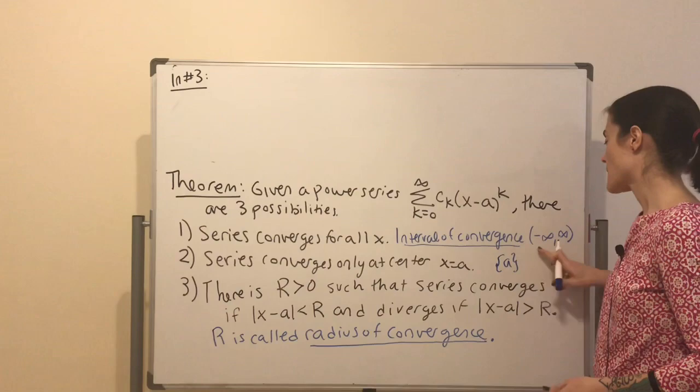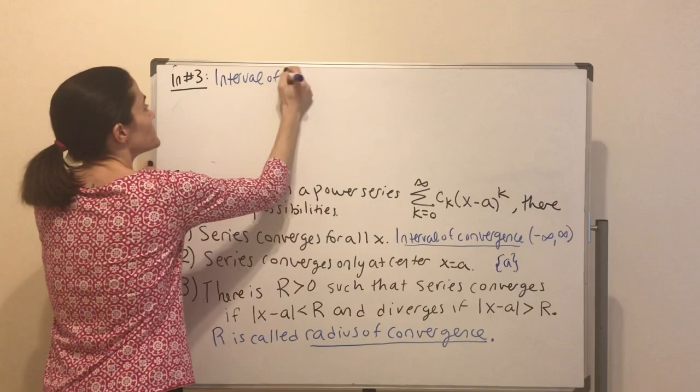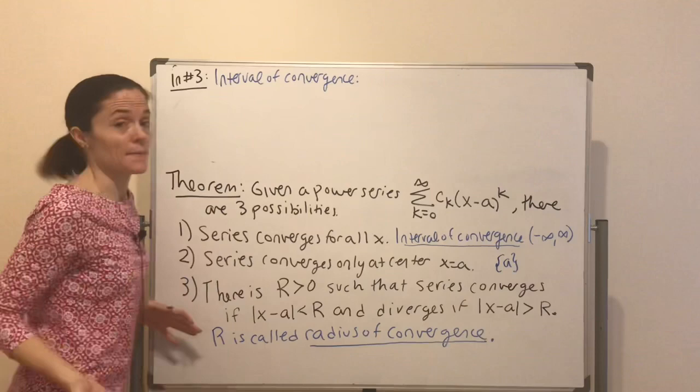This would be the interval of convergence. It's just one value, the center. But here, in number three, the interval of convergence, we don't know just by the statement of the theorem, okay?